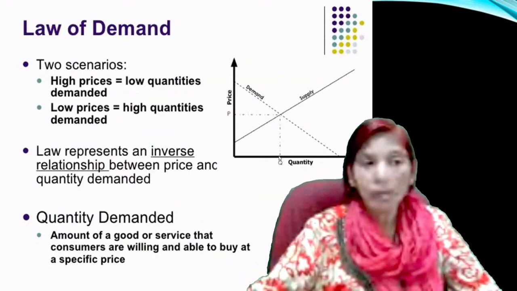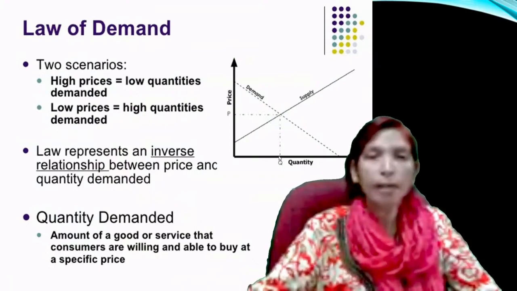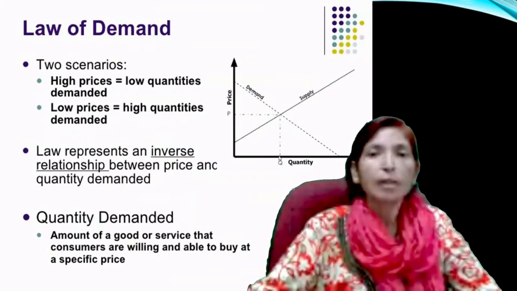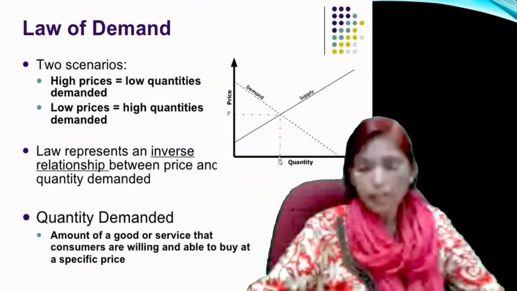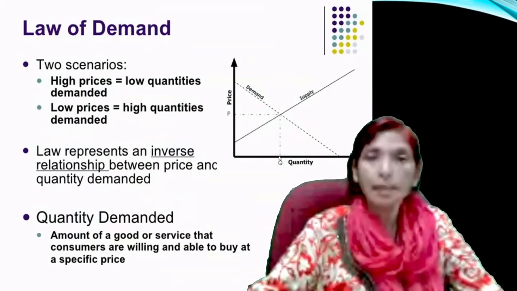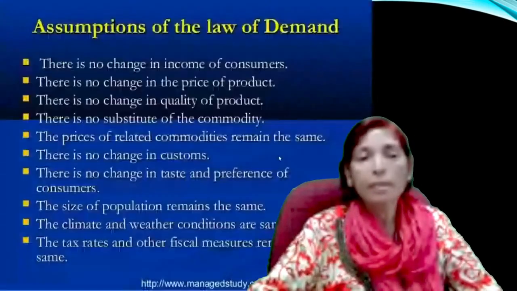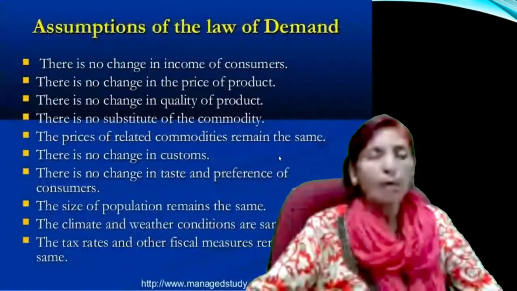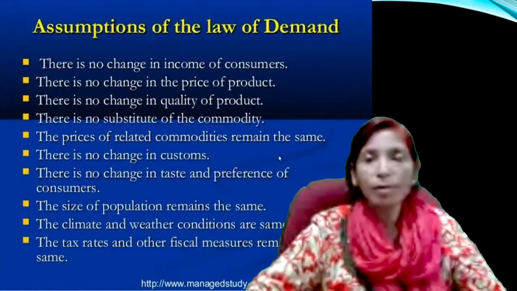So this is the law of demand, which shows the inverse relationship between price and quantity demanded if other things remain constant. And what are these other things? Other things means the law of demand is based on some assumptions. Now, what are the assumptions of the law of demand? There are so many assumptions of the law of demand.